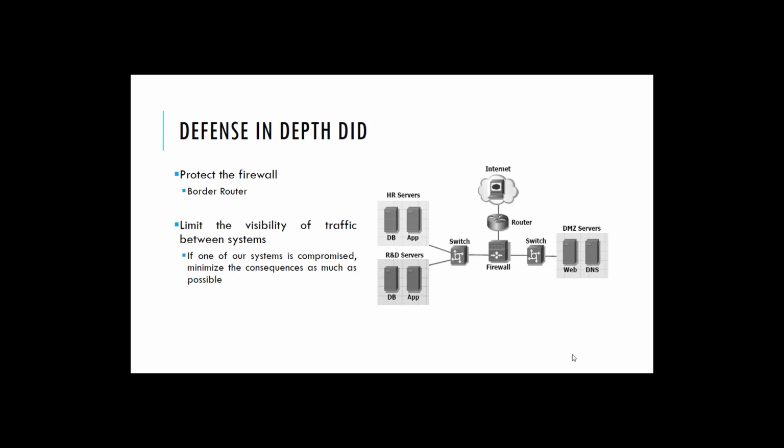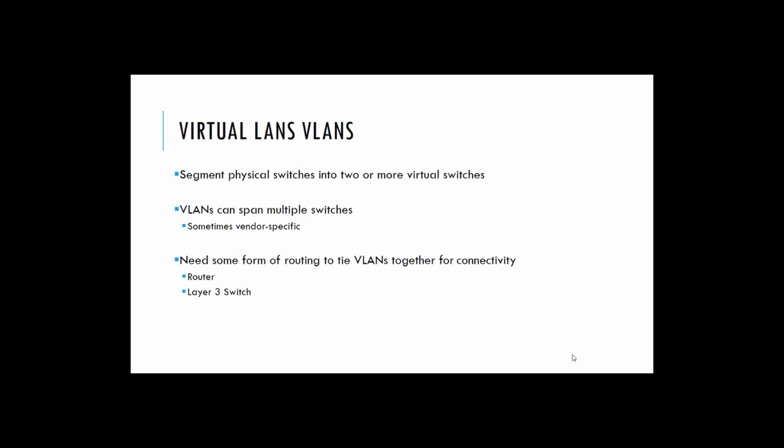You should limit the visibility of traffic between systems. If one of our systems is compromised, and this is more probable for the systems in the DMZ zone, you should minimize the consequences as much as possible. You should not allow the compromise to enter your internal network. It should be blocked by the firewall protecting the traffic coming from the DMZ to the internal network. You should stop the propagation of this attack from one section to another, and this is done mainly through the firewall.